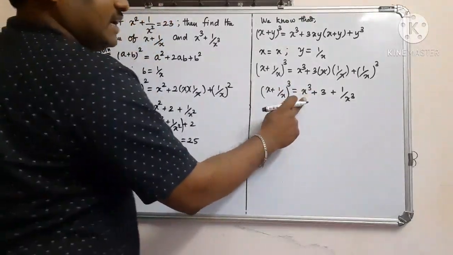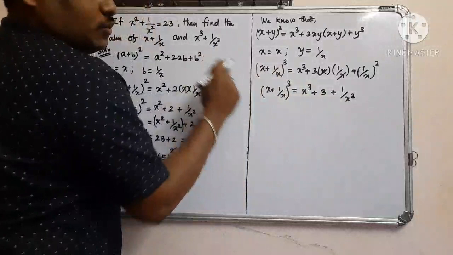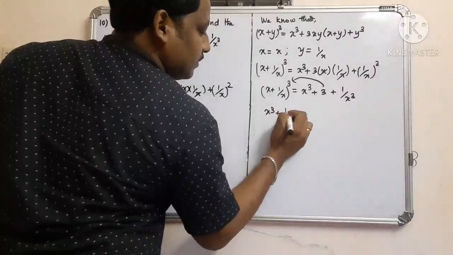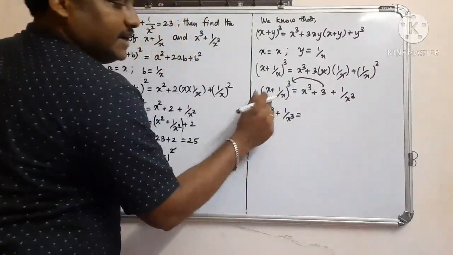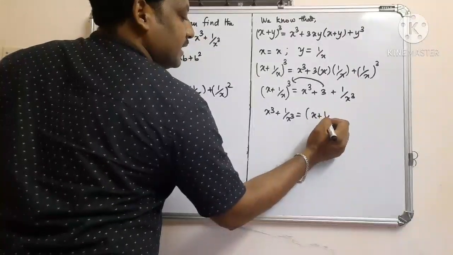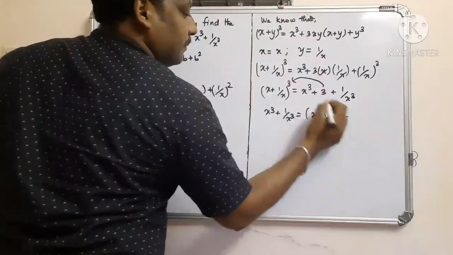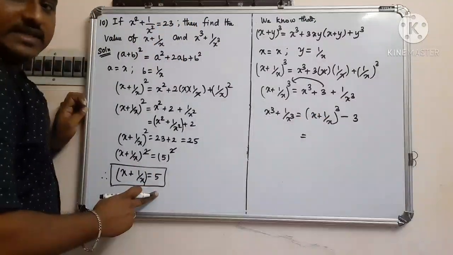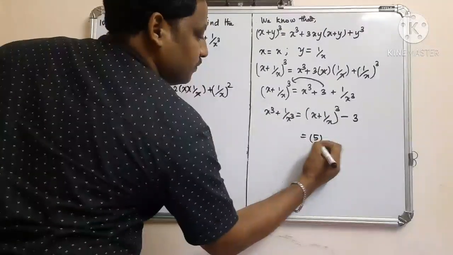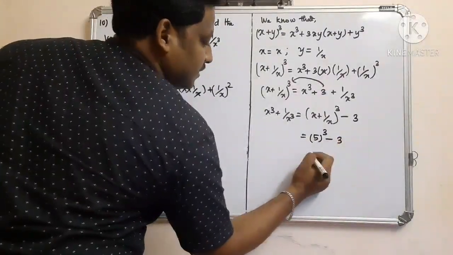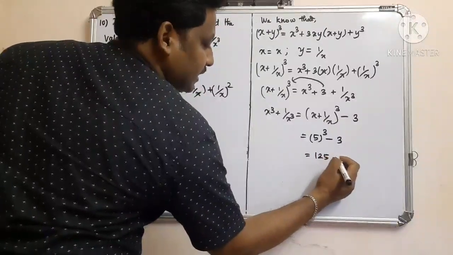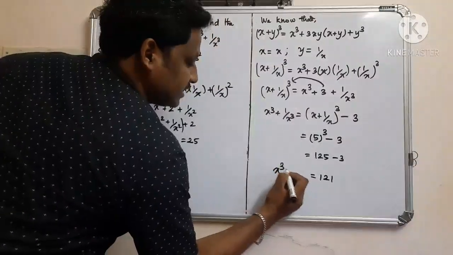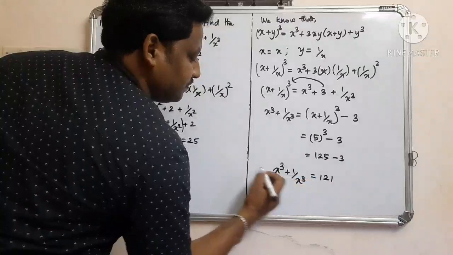So here we have to find out the value of x cube plus 1 by x cube alone. So plus 3 will change into minus 3. So x cube plus 1 by x cube is equal to (x plus 1 by x) whole cube, minus 3. Now substitute the value of x plus 1 by x, we know that the value is 5. So 5 cube minus 3. 5 cube is 125 minus 3, which is equal to 121. So this is the value of x cube plus 1 by x cube.